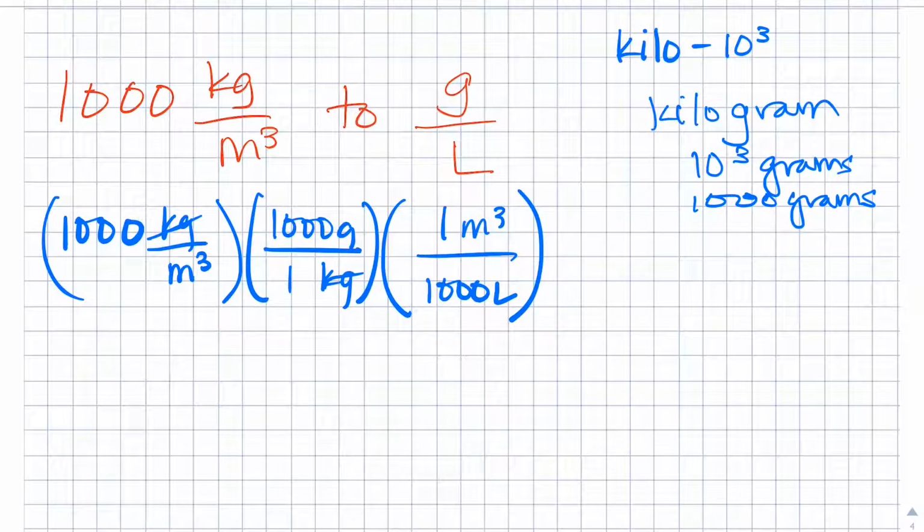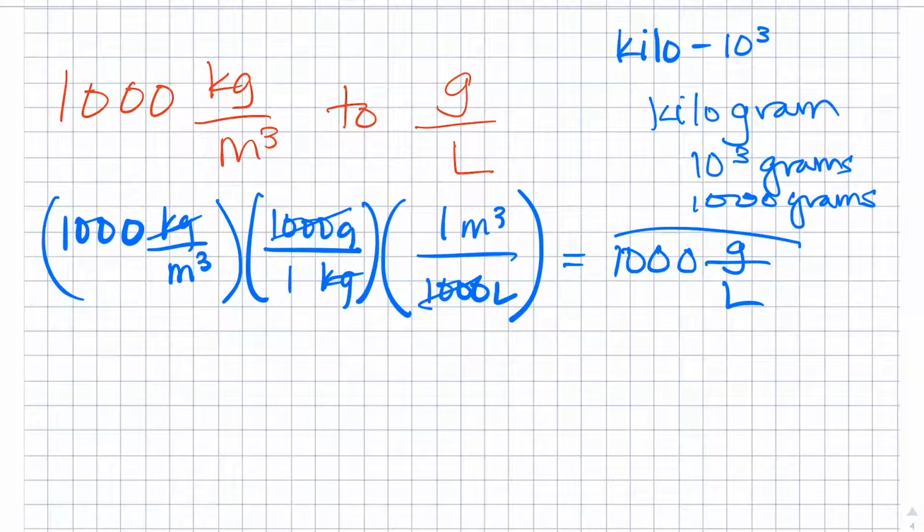Instead of that, let's go ahead and look at our numbers. I have 1,000 divided by 1,000 here. And so as it turns out, 1,000 kilograms per meter cubed is the same as 1,000 grams per liter. Pretty cool about density. So if you ever see these two density units, know that they're interchangeable.